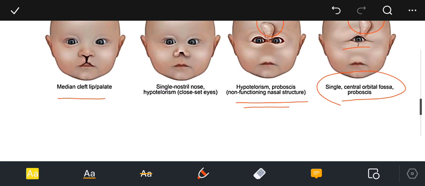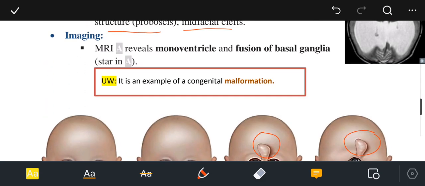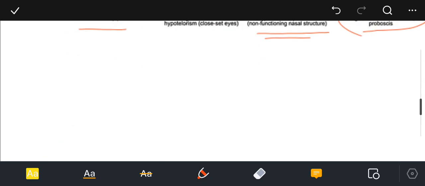So this is a very horrible complication. The UWorld point: it is an example of congenital malformation. It is very important. You must be able to differentiate between malformations and sequences and associations and stuff like that. These things are very high yield points for the Step exam.